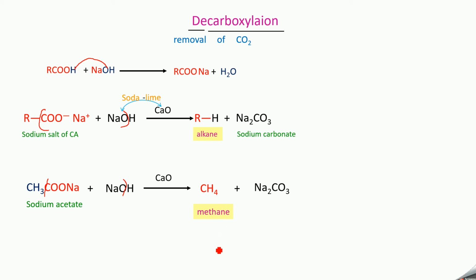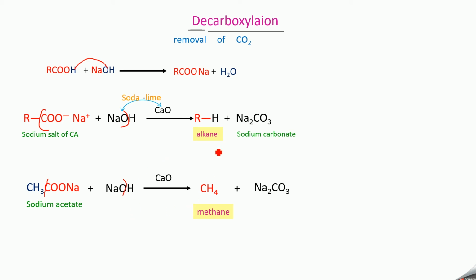If you want to prepare ethane, you have to take the next member, CH3CH2COONa, on treatment with soda lime. Remove Na2CO3, and the remaining you join and write. You will be getting ethane. This is how you have to prepare an alkane from a carboxylic acid by the decarboxylation method. For decarboxylation, you have to use the mixture soda lime, which is nothing but sodium hydroxide and calcium oxide.